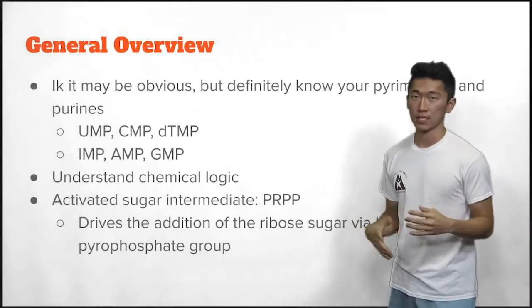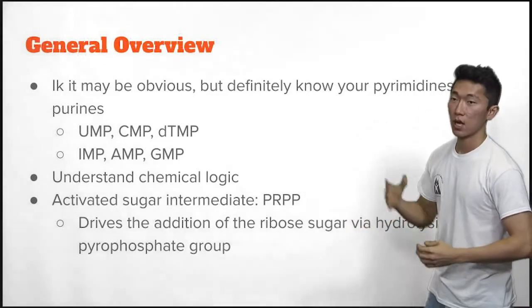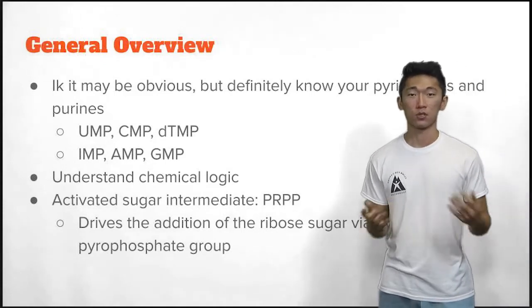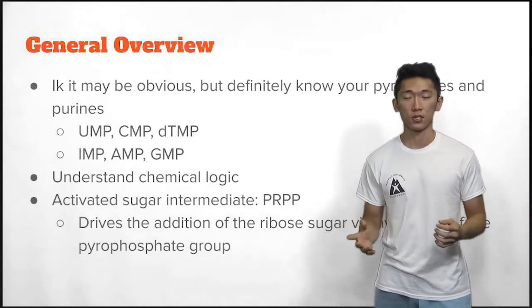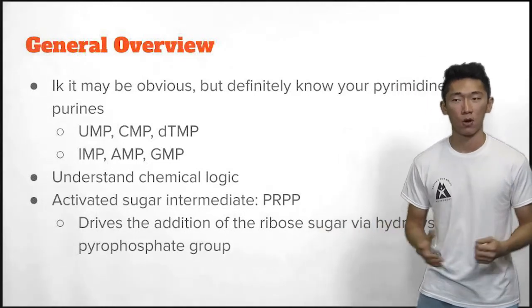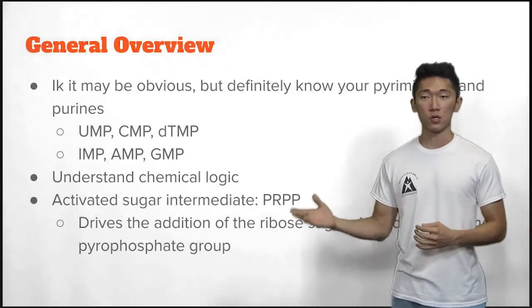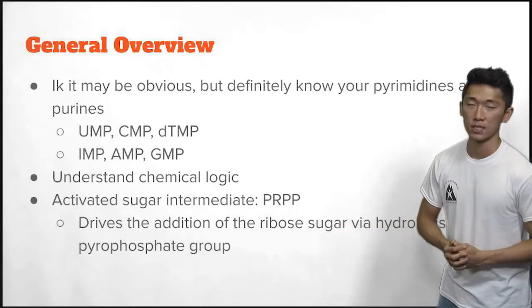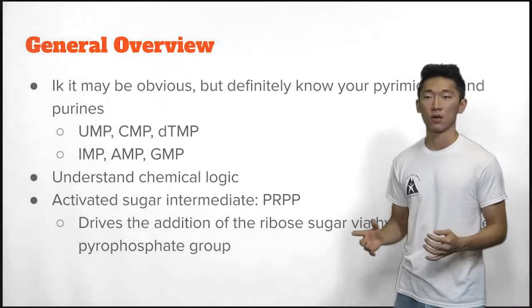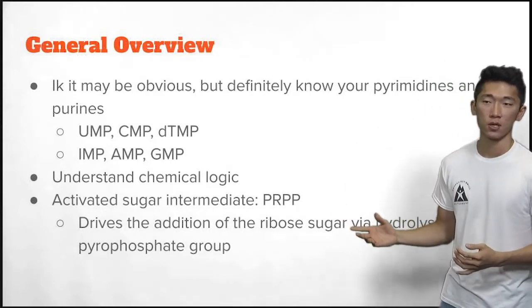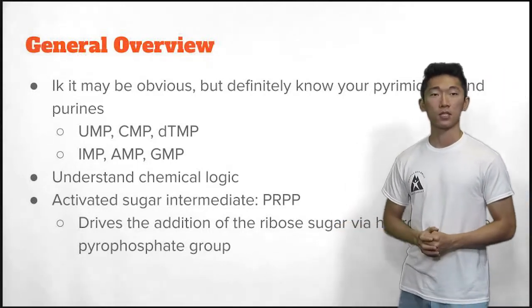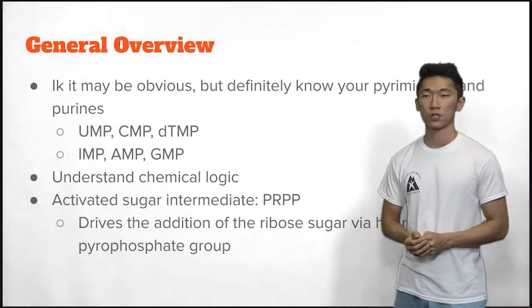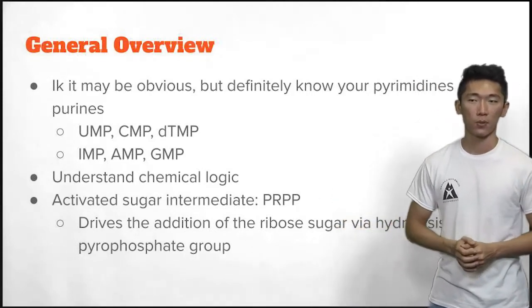So a couple of general things that have to do with both pathways. First obvious note here, definitely know your pyrimidines and purines. Because those become helpful, especially like Victor touched on in Unit 4, where it comes in DNA and RNA. And so your pyrimidines are going to be UMP, CMP, and then deoxy-TMP. Remember, TMP only exists in the deoxy state because it's in DNA, not in RNA. And then your purines are going to consist of your IMP, AMP, and GMP. And so UMP and IMP are the respective pyrimidine and purine precursors.